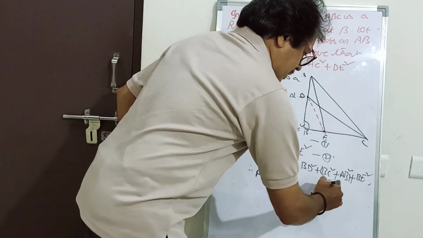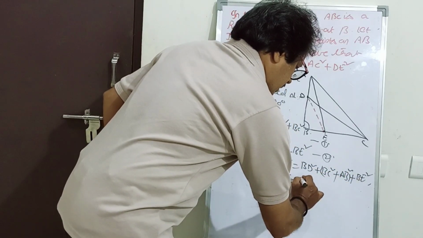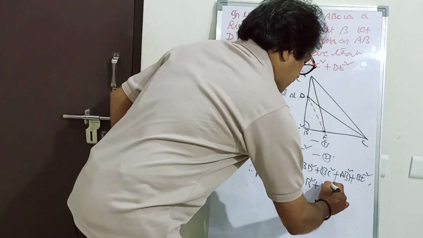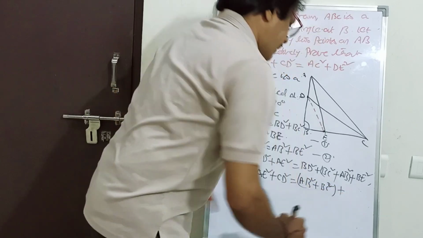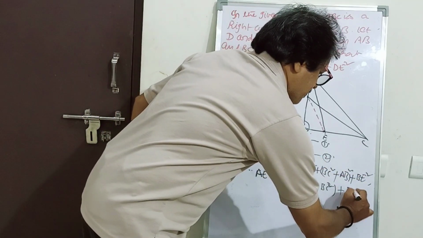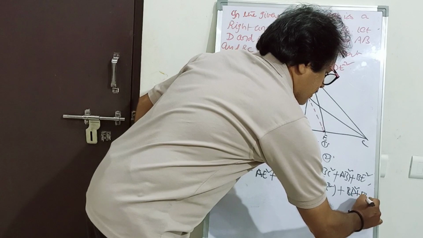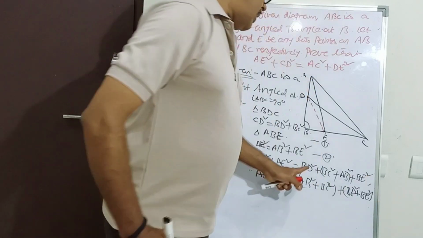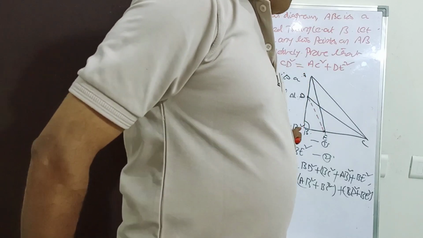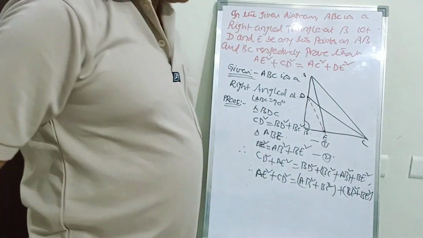let us separate these two terms together: AB square plus BC square. Rearranging these terms again: BD square plus BE square. So AB square plus BC square, according to the diagram, is equal to AC square.